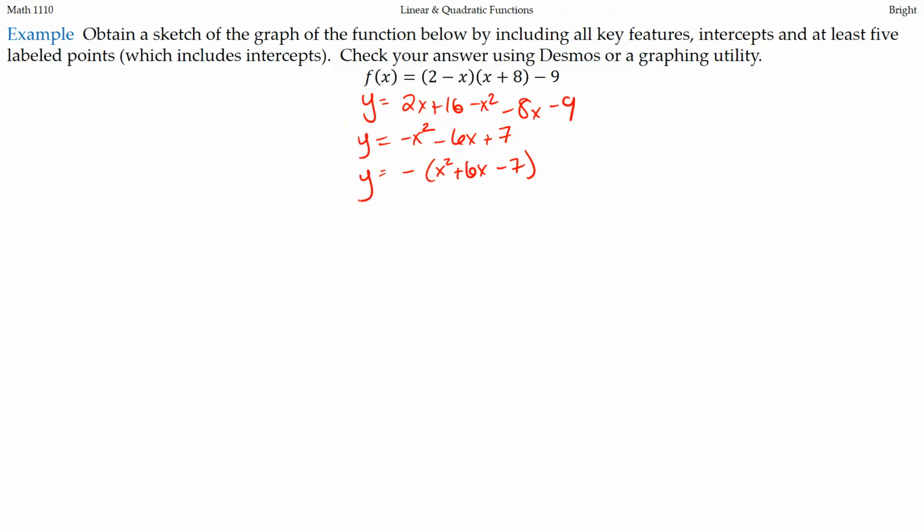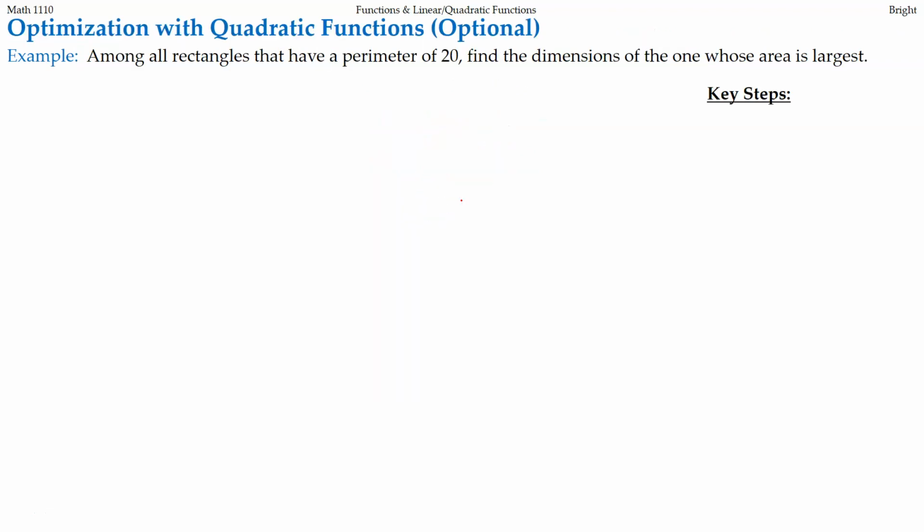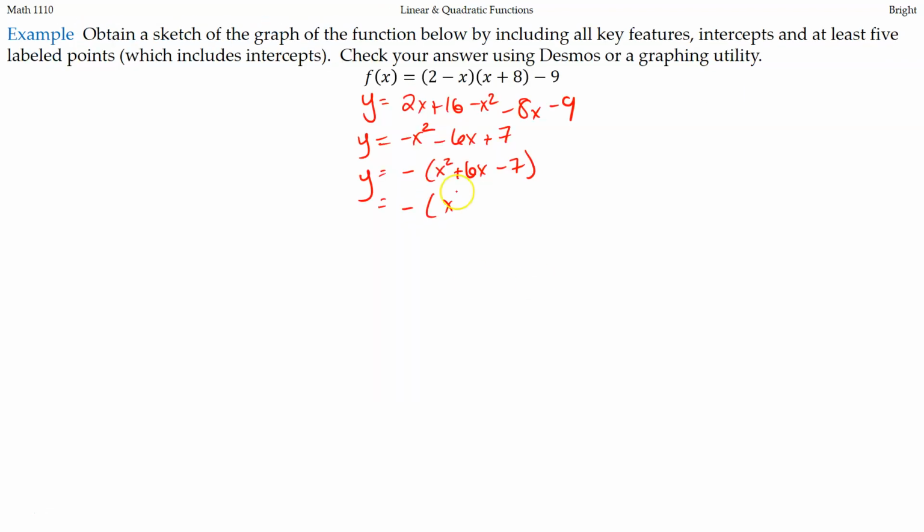Okay, so now from this, you might need to do a little bit more work. I'm going to tell you that this ends up factoring quite nicely as x plus 7 and x minus 1. Okay, which is factored form.